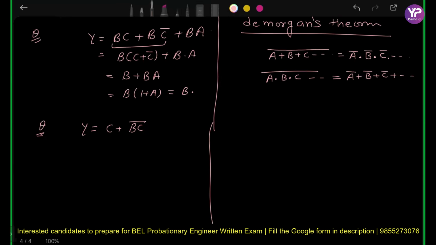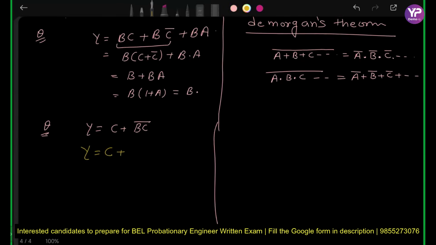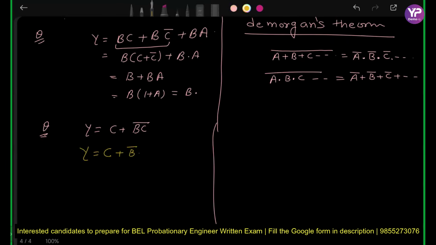Okay, let me discuss. See, y is equal to C, and that B and B bar complement can be written as B bar plus C bar. Very good. Now C plus C bar is how much? 1. C and 1 plus B bar is how much? 1. Everyone understood? Yes, sir.